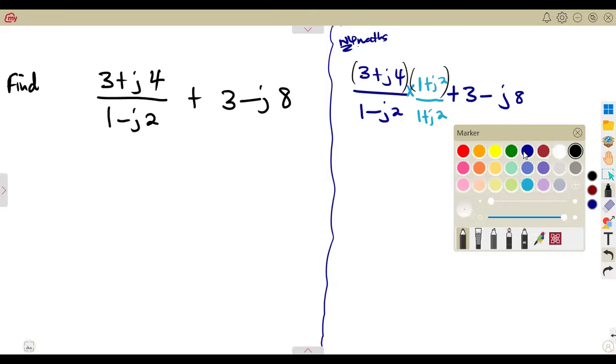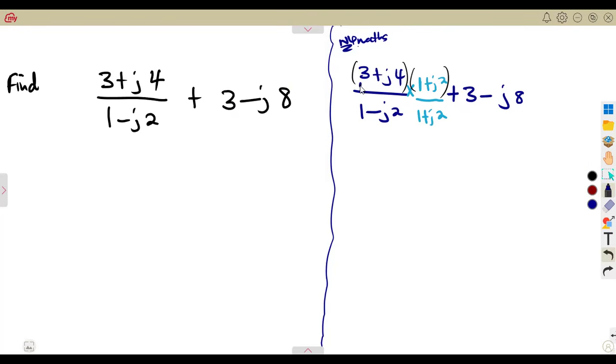Okay, let's multiply and see what we're going to have. 3 times 1 is 3. 3 times J2 is J6. You move on to J4 and 1, that's J4. J4 and J2, this is J squared times 4 times 2, which is 8. So it's 8 J squared.